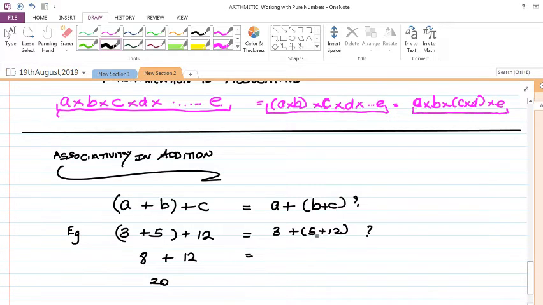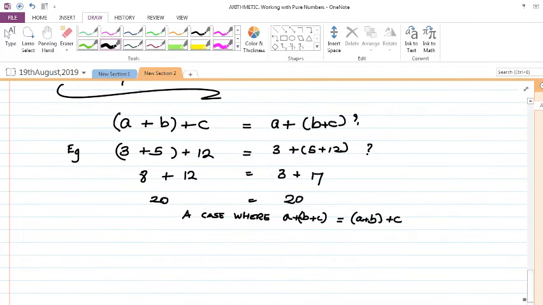This one here, 5 plus 12, that's 3 plus 5 plus 12 is 17 plus 17. And 3 plus 17 is 20. So here we have a case, a single case, where A plus B plus C happens to be equal to A plus B first, then plus C. So you're seeing that. Okay?